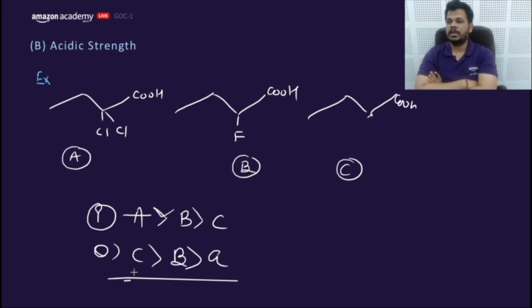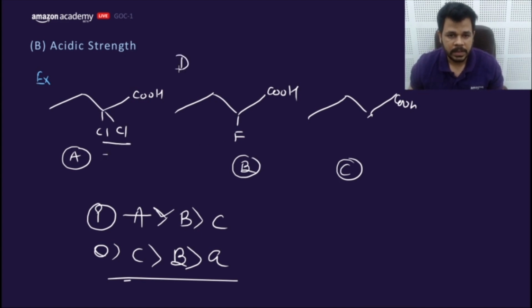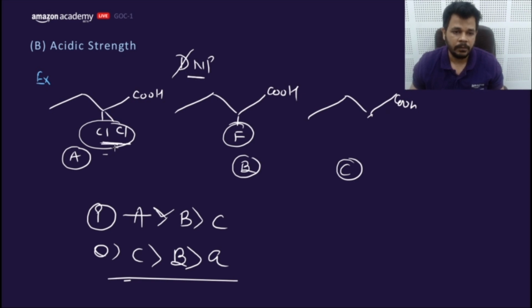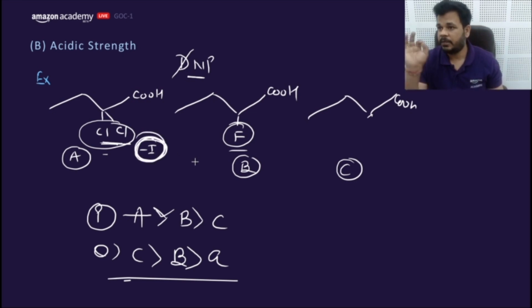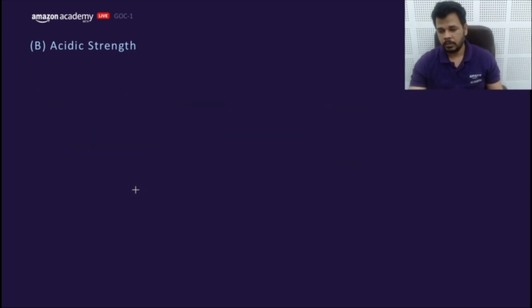Okay, Prince says P. So there are two weak effects. As we know, distance, number, and then power. Distance of fluorine and chlorine are the same. Then we'll look for number. Minus I of two Cl would be more compared to one fluorine. That means more minus I is needed to increase the acidic strength. Very correct. The answer would be P, that means firstly A, then B, and then C. So we'll look for distance and number here also.